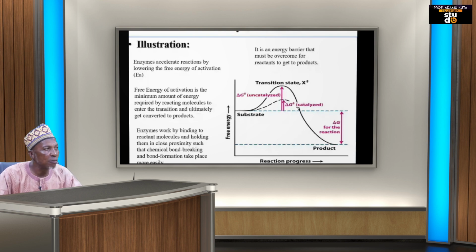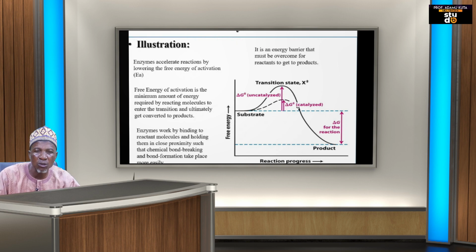Every reaction that takes place, whether organic or inorganic, there is a component of the reaction that is referred to as activation energy. This energy is the minimum amount of energy every molecule in that reaction requires to get to the transition state, because every reaction goes through a transition state from which a product comes out. So all molecules in a reaction must acquire that energy to be able to get to the transition state and invariably get to the product.